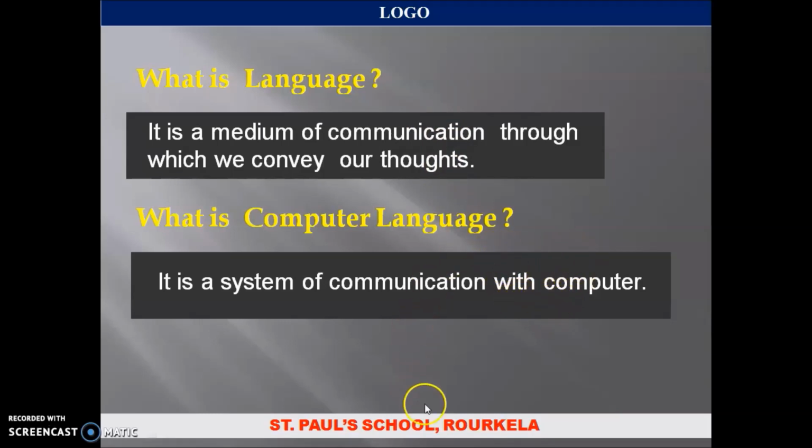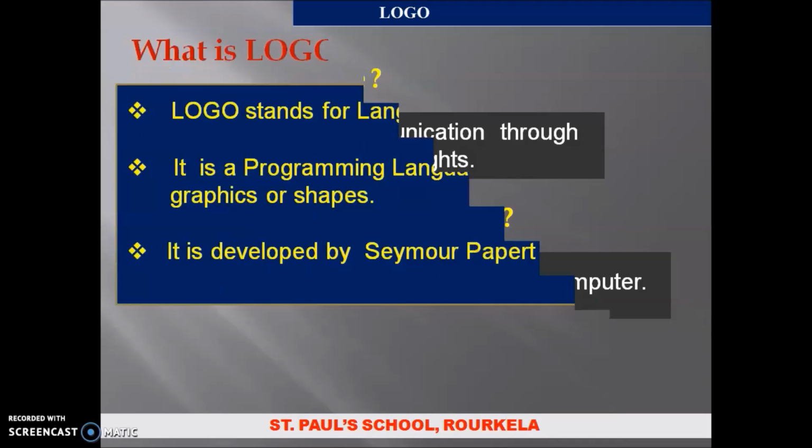So what is computer language? It is a system of communication with computer. Means here you are using certain commands, certain instructions through which we can communicate with the computer. Now there are different type of computer language. More than 200 computer languages are there. Common languages are here: Basic, COBOL, Fortran, Pascal, C, C++, Java. But in this class, you will learn about the language that is known as a logo.